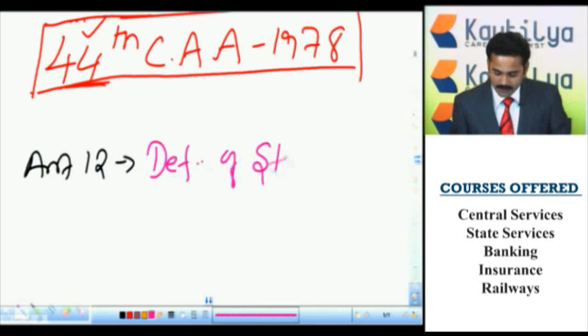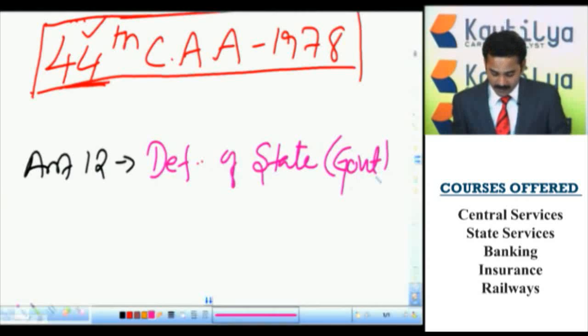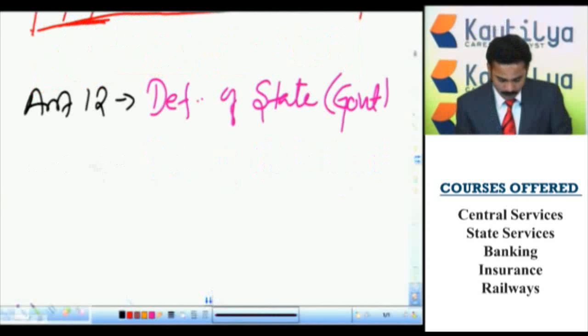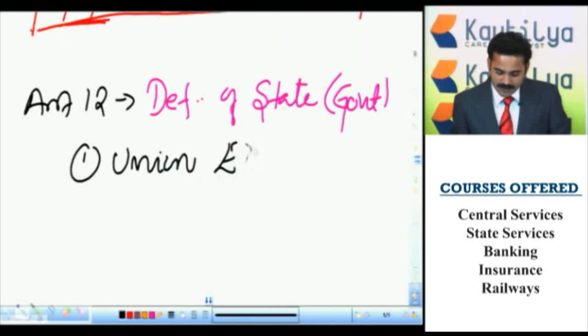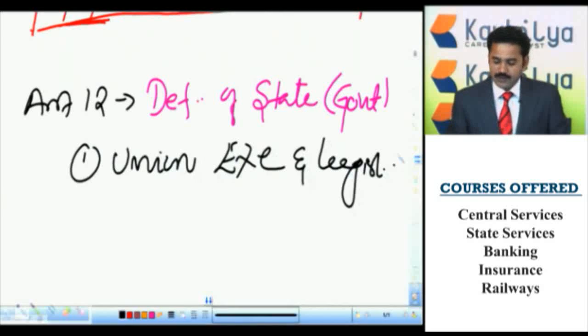Here again, recall state means government. Article 12 defines what is meant by government. Accordingly, state includes first one, union executive and union legislature, that means central government and Parliament.